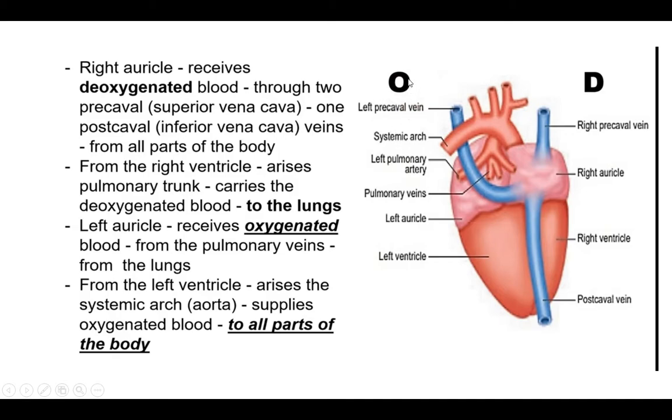Remember children, O stands for oxygenated blood. D stands for deoxygenated blood. Oxygenated blood will be present in the left side. Deoxygenated blood will be present in the right side. Remember that. The right auricle receives the deoxygenated blood.